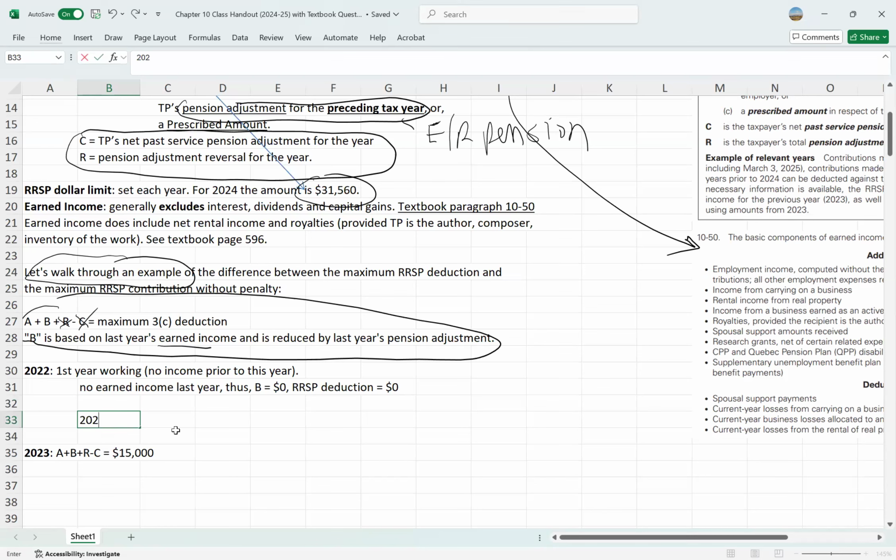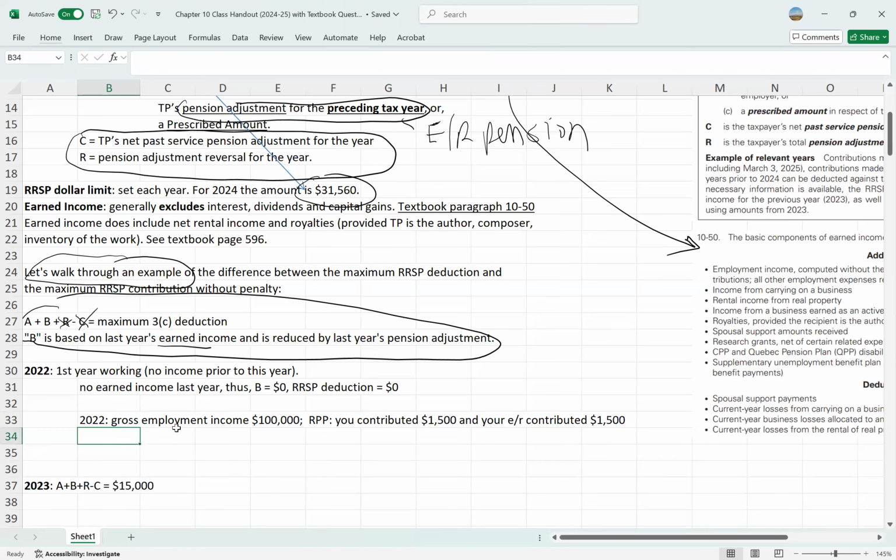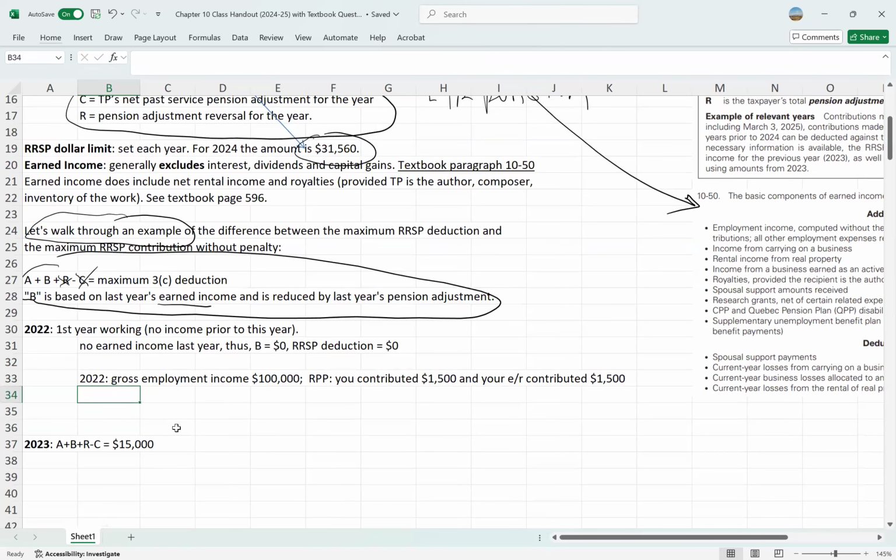But let's say in 2022, your gross employment income was 100,000. This is the first year that you're working. And then you also put money into a company-sponsored RPP. In the RPP, you contributed, let's say, 1,500, and your employer also put in 1,500 as well. With a lot of company-sponsored pension plans, your employer will either match or put in a certain percent of what you contribute.